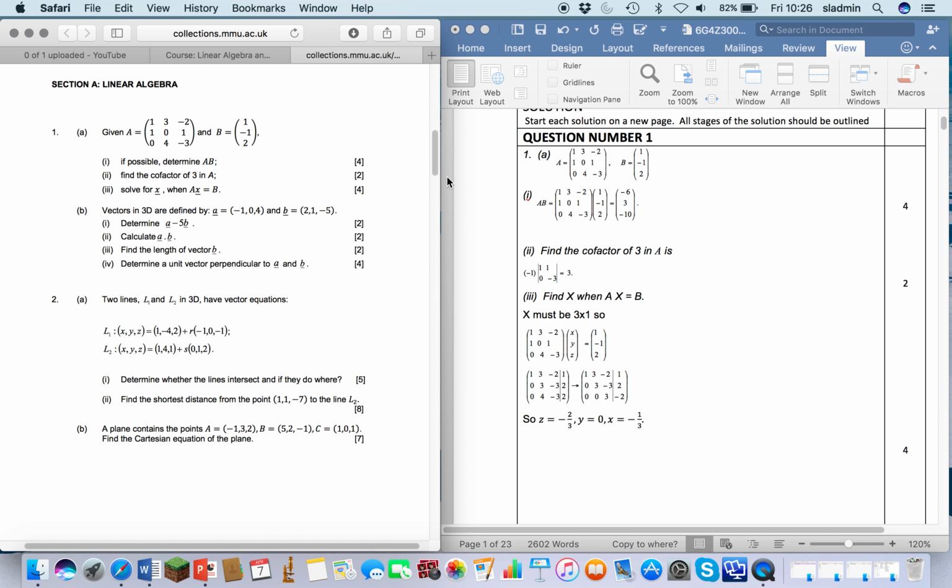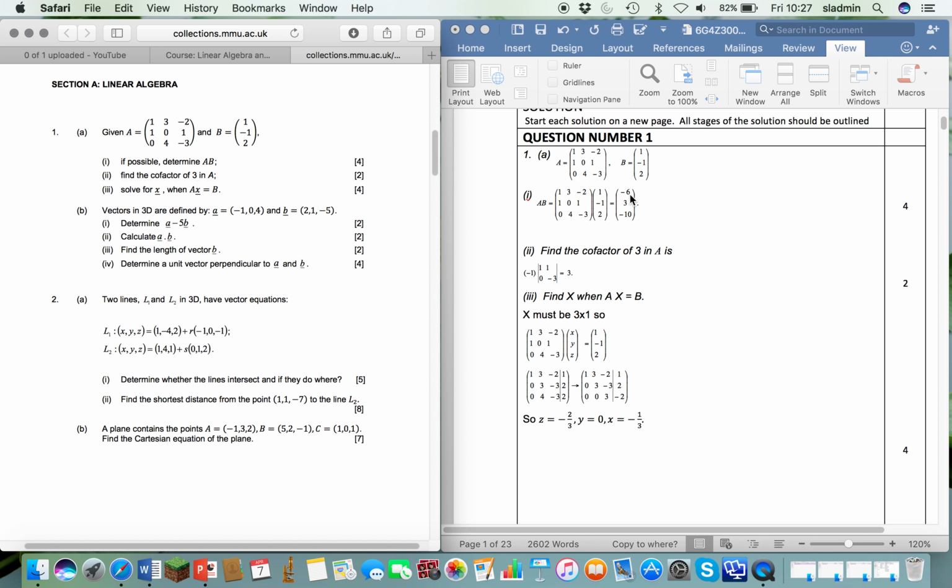Part 1A is concerned with matrices, and part 1B is concerned with vectors. So for 1A, we're given 2 matrices. A is a 3 by 3 matrix and B is a 3 by 1 matrix. 1A1 asks you to determine A times B if possible. To work out A times B, first of all we have to check the dimensions, check that we can perform the multiplication. And because the number of columns of A is equal to the number of rows of B, we can perform the multiplication.